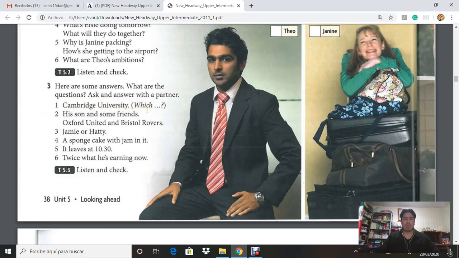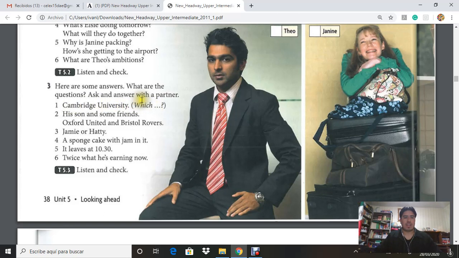And there you have a prompt, which is the word that you have to use at the beginning of the question. In this case, precisely, it is "which". So, what is the question that you can form with this? Actually, it is, "Which university is she going to?" And the answer is, "To Cambridge University."